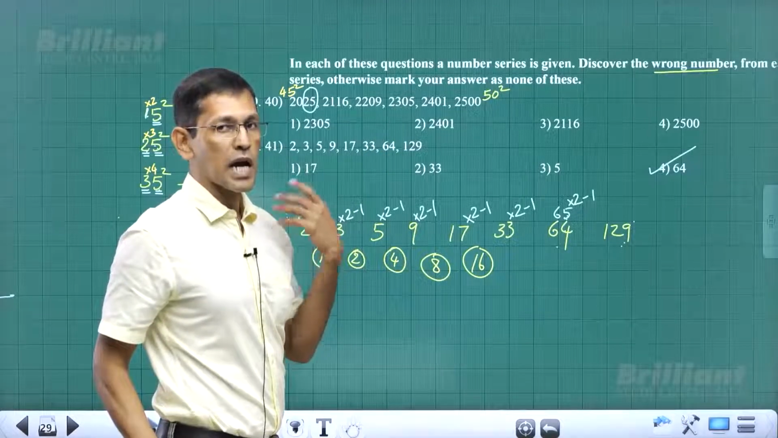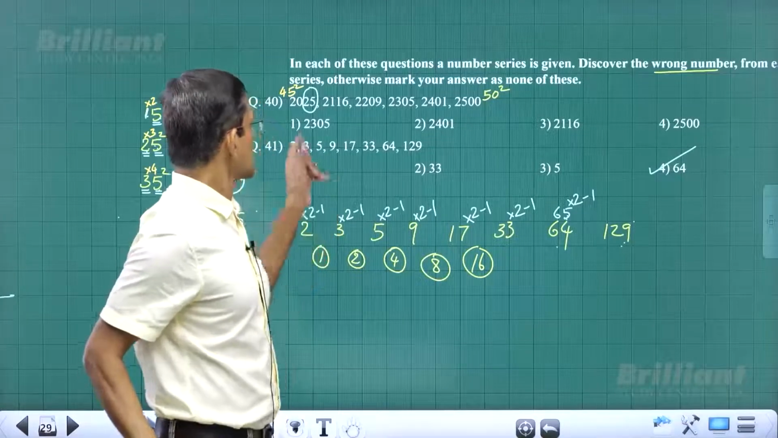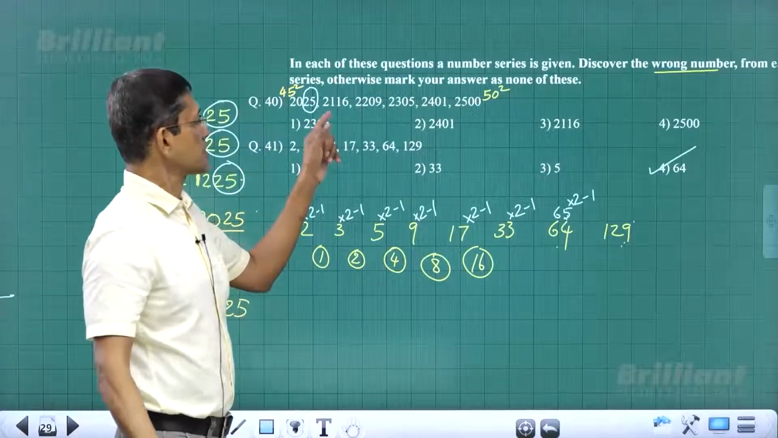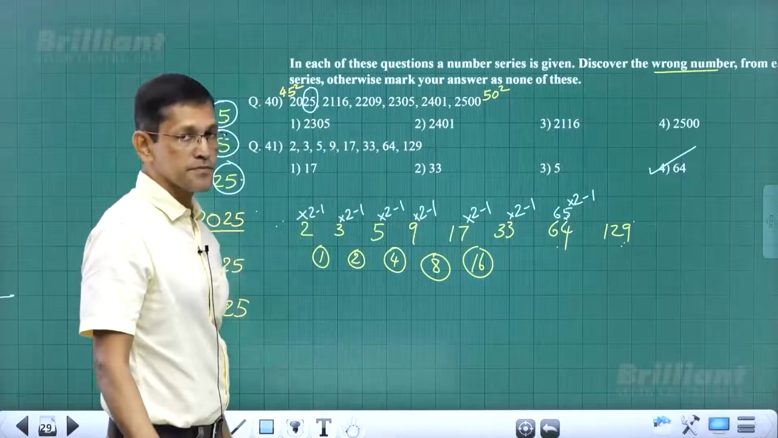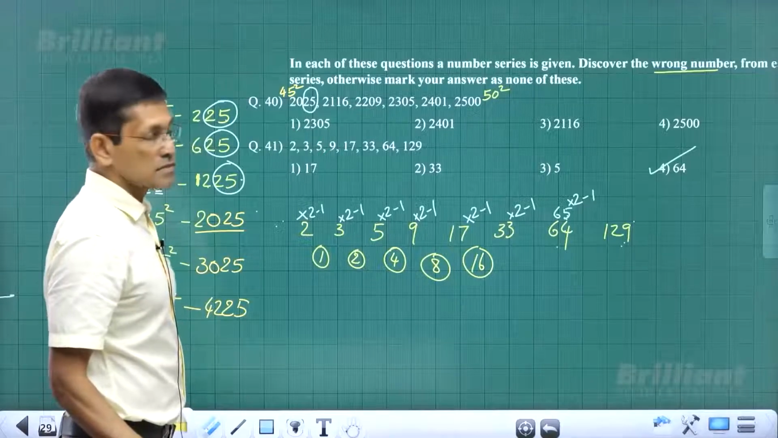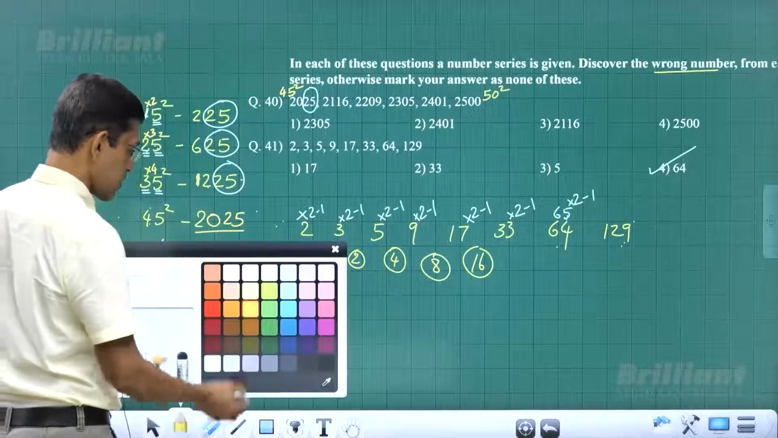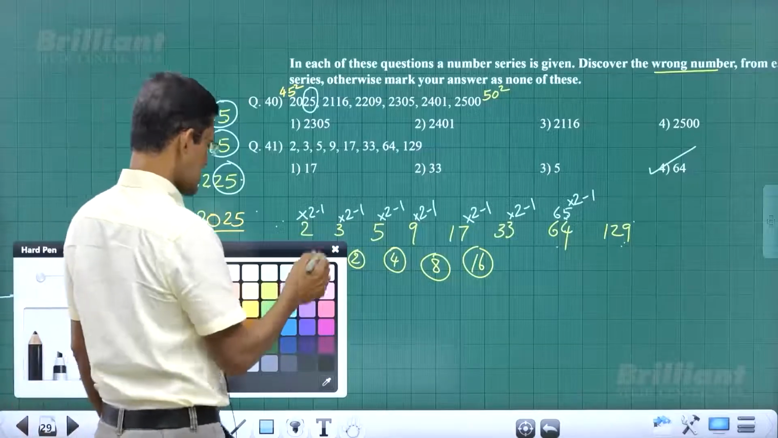That's one of the angles you have to really think about. If you know the squares of the numbers, like this is 45, if you know the squares of 46, 47, etc., there is a possibility of thinking in that line. Okay, or there is another way of looking at this question.